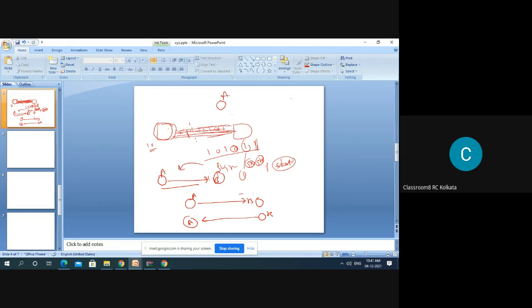Suppose A is one end and B is another end. From A to B and B to A, data transmission happens simultaneously, like a normal telephone system.